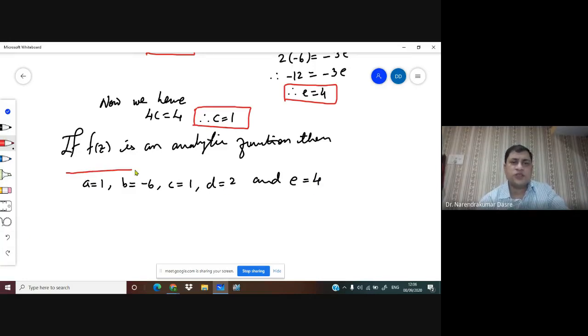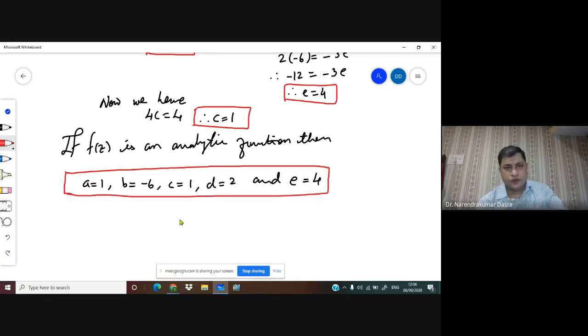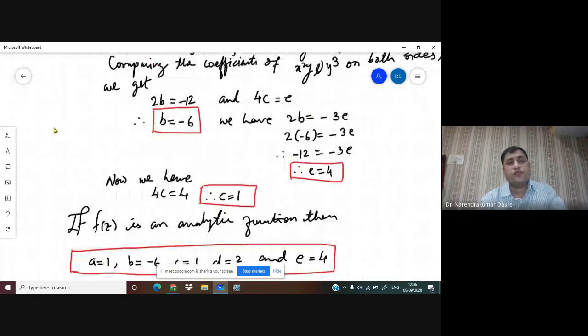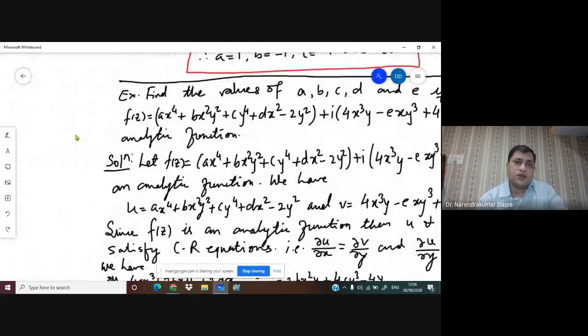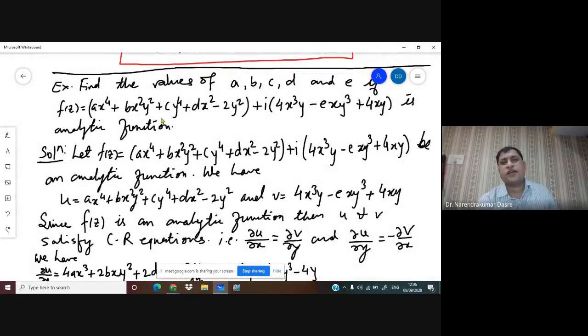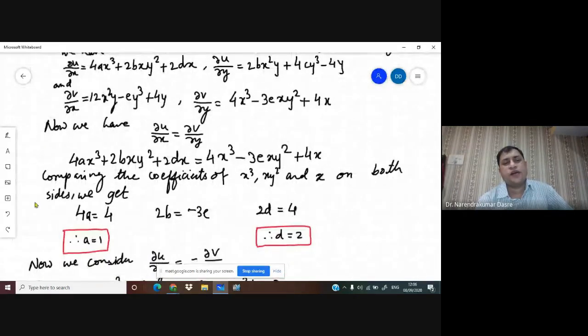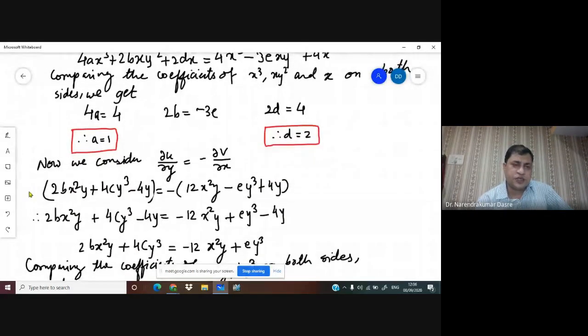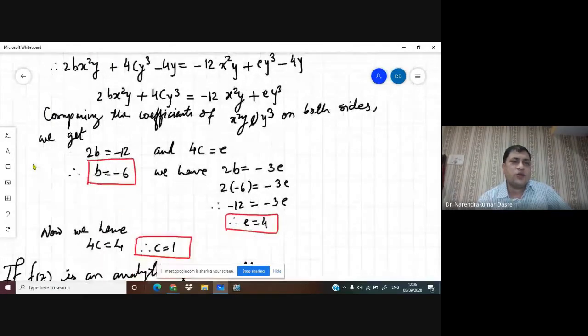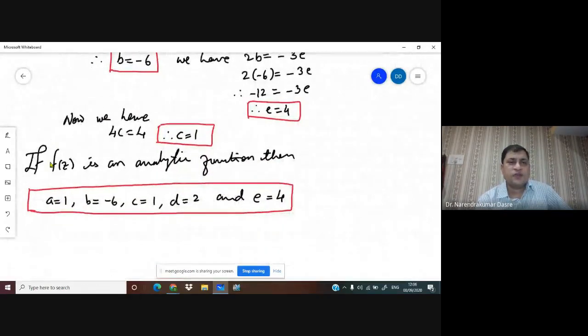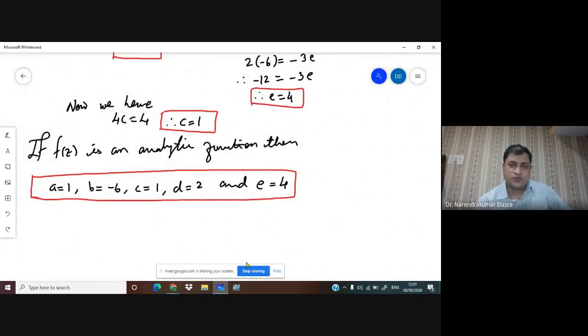Okay, so this way we are able to get the values of these coefficients when we have the function f of z going to be analytic. So what was the given information here? If this function is analytic, then we have to find out these values. So what did we use here? We use the CR equations, and by comparing the coefficients on both sides using CR equations, we are able to get the values of these coefficients or these constants.